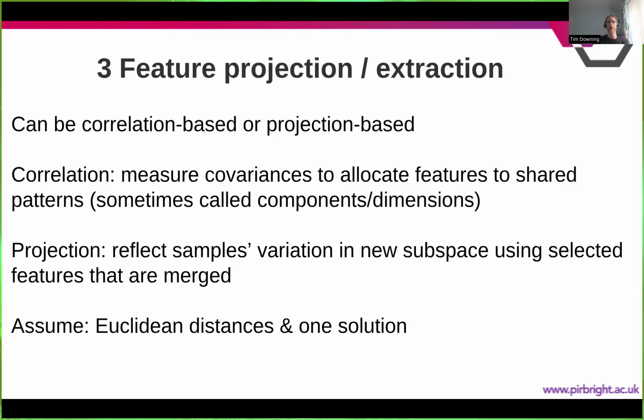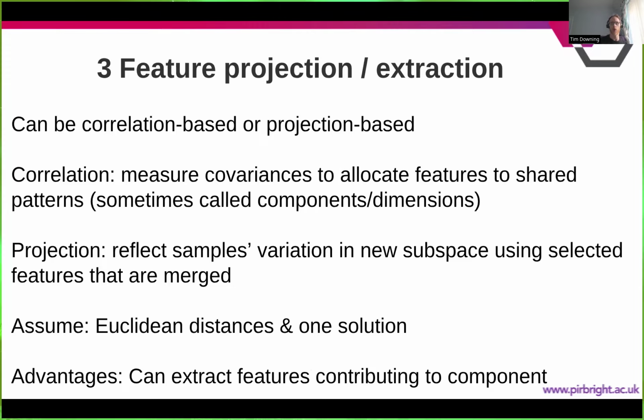And here we're assuming that we're dealing with Euclidean distances between our different samples, and that there's one universal solution that is optimal. So if we have multiple solutions, we may not actually arrive at the optimal one. What is advantageous about that?